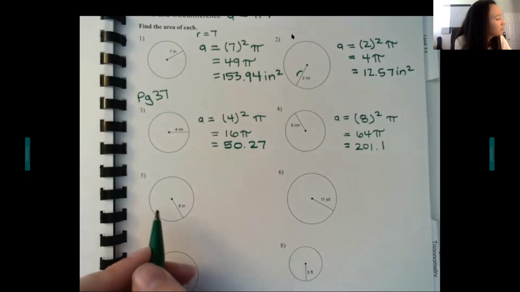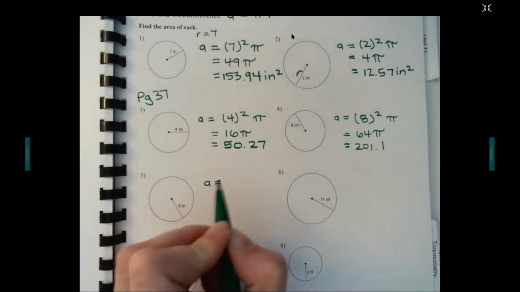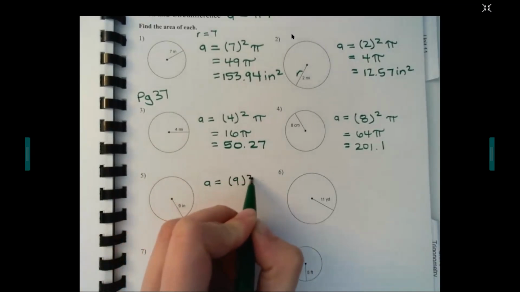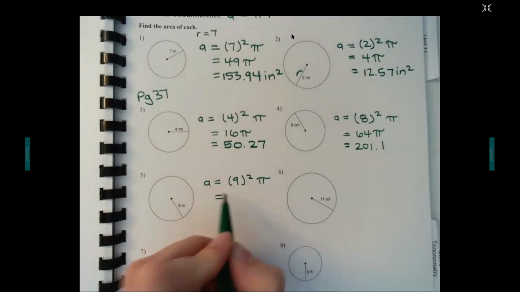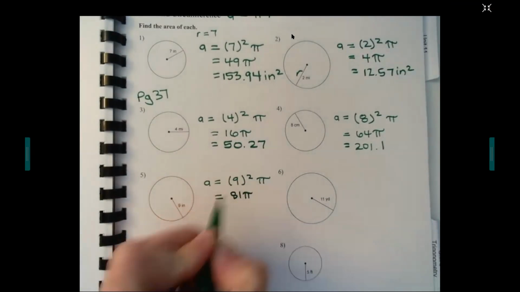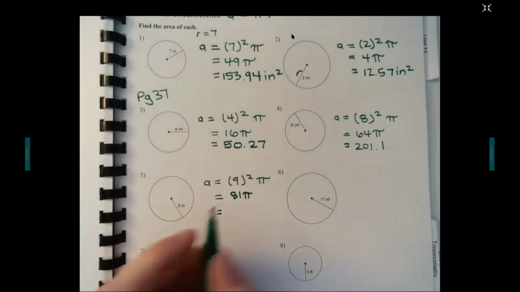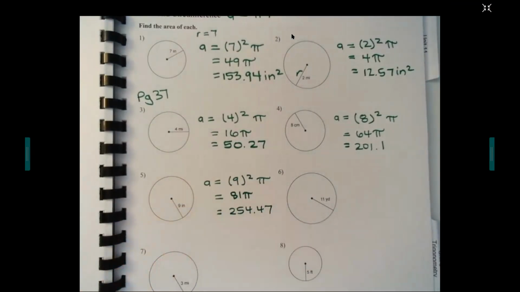Okay, go ahead, Jasmine. First you do area equals 9 squared times pi. Very good. And then area equals 81 times pi, and then you get 254.47. Very good. Thank you, Jasmine.